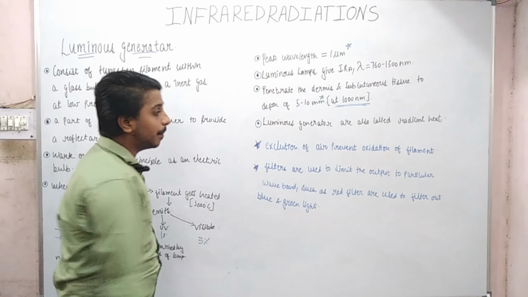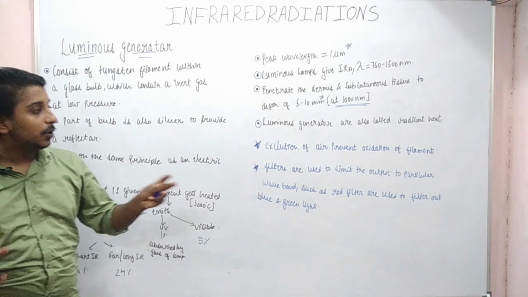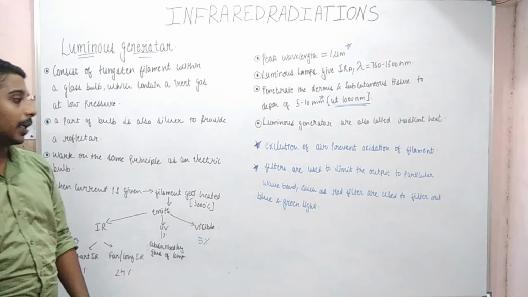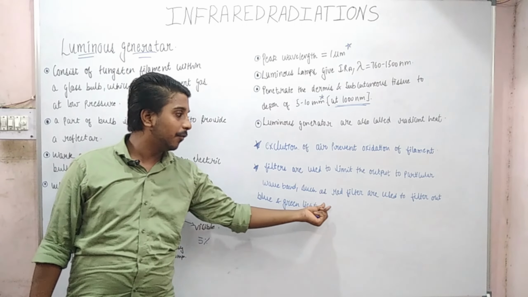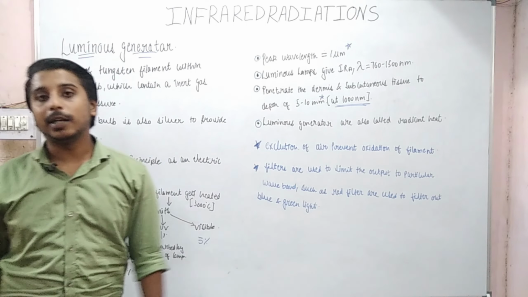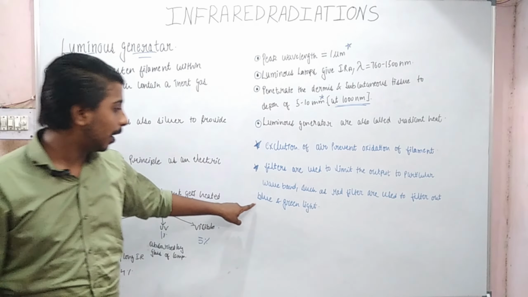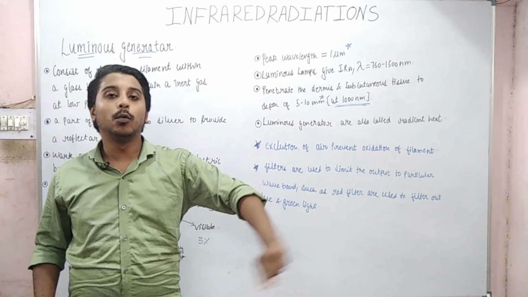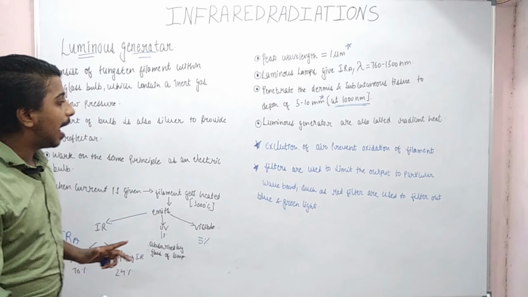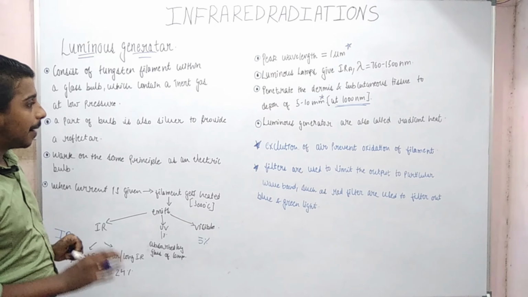And there are also some filters which can be used to limit the output to a particular waveband. For example, if we are using a red filter, it will filter out the blue and green light, and only red light will be emitted.